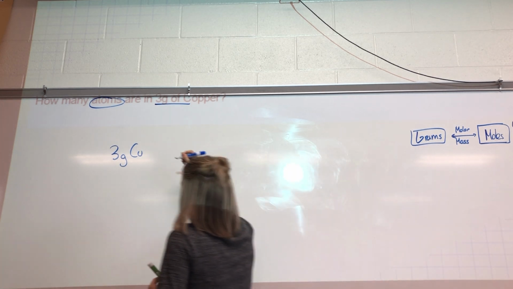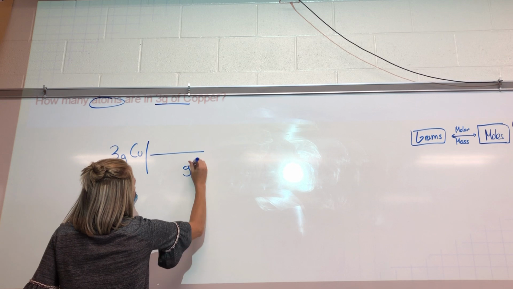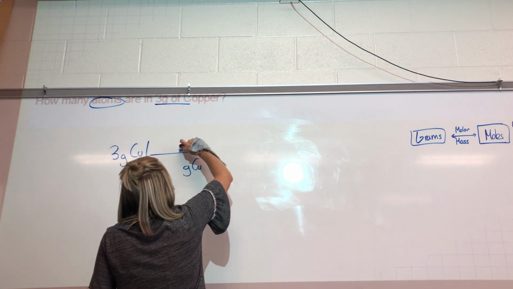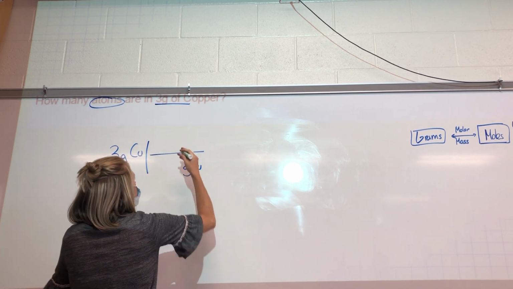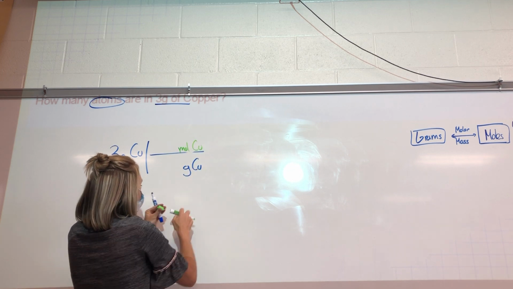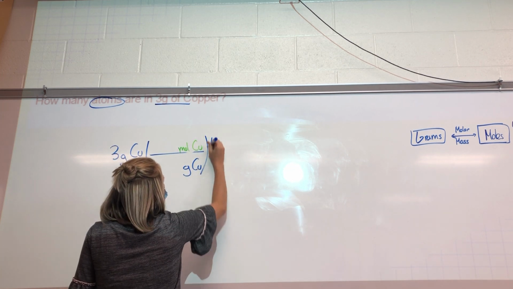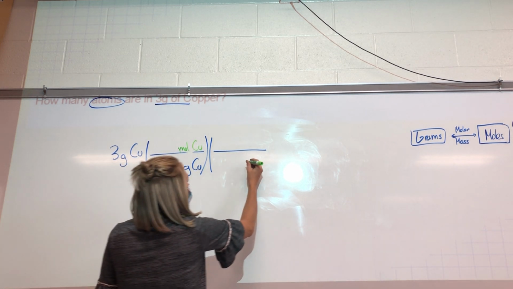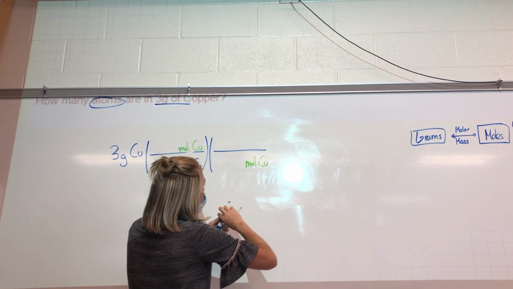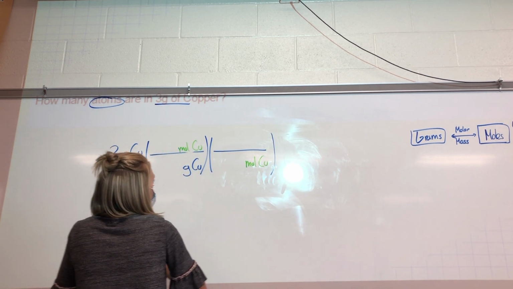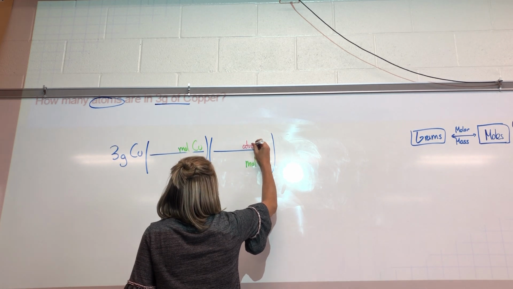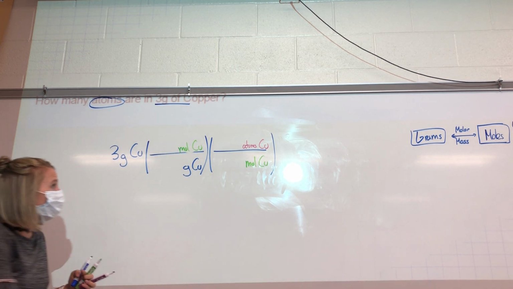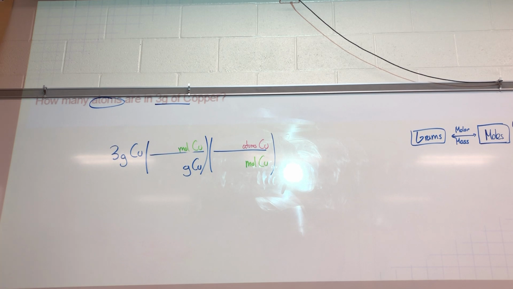So, step 1, I'm going to go from grams of copper to moles of copper. Next step, I'm going to then go from moles of copper and convert that into atoms of copper. Set up your pathway and then plug in the relationships.